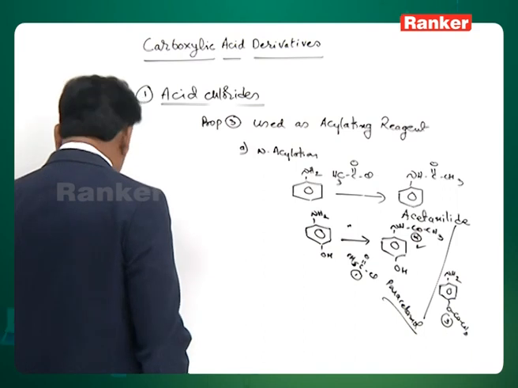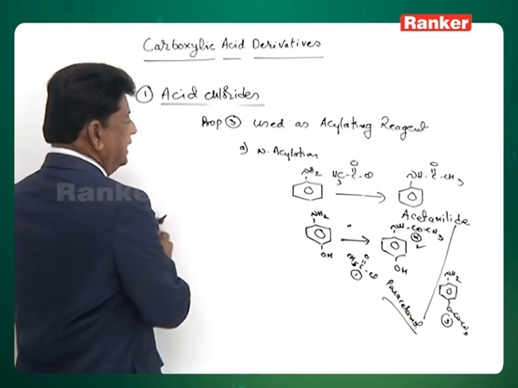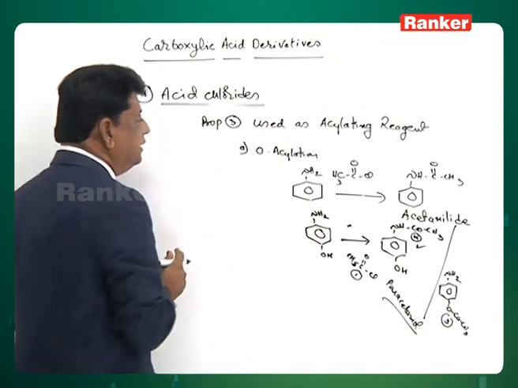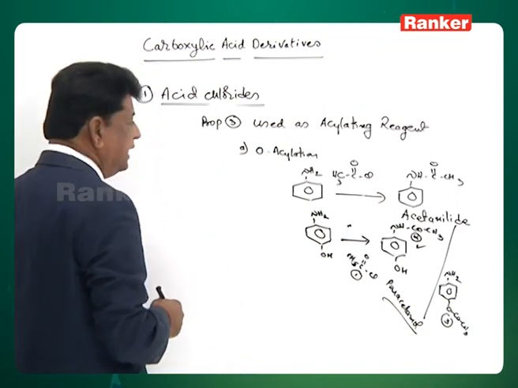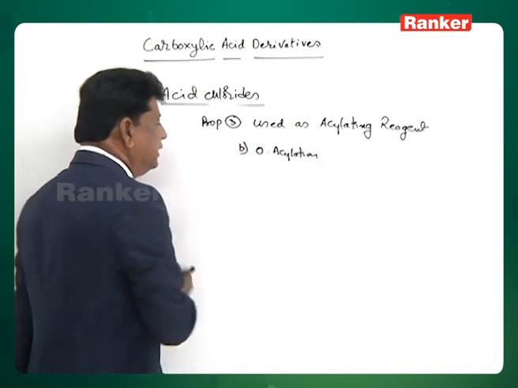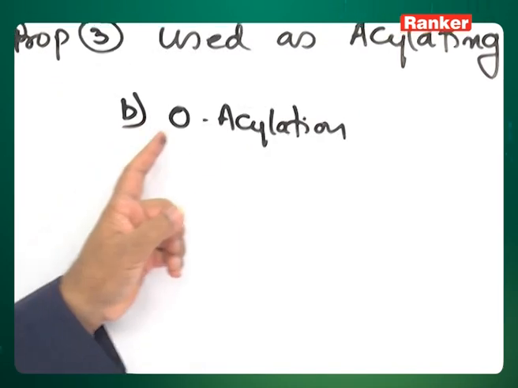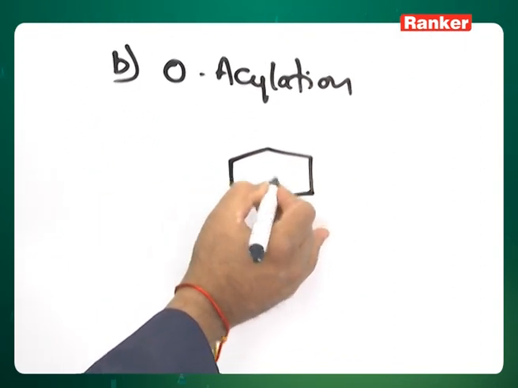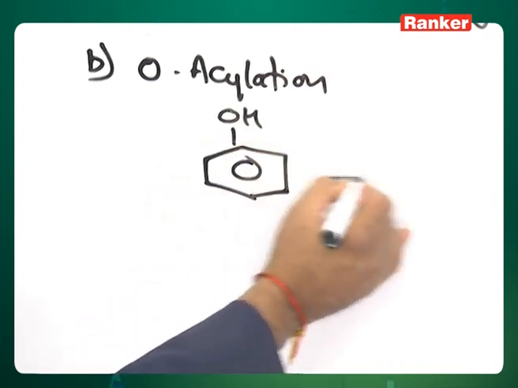Similarly, you can go for the O acetylation instead of the N. That means acetylation can be done on oxygen. So, let us take another example. Now, let us take the second example B, O acetylation. Under the O acetylation, you can take phenol. Phenol is acetylated.